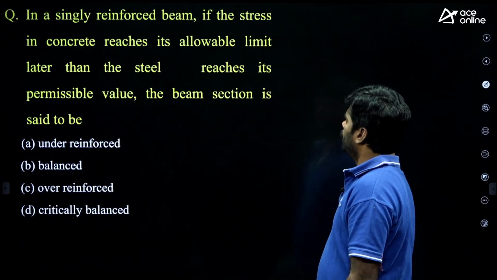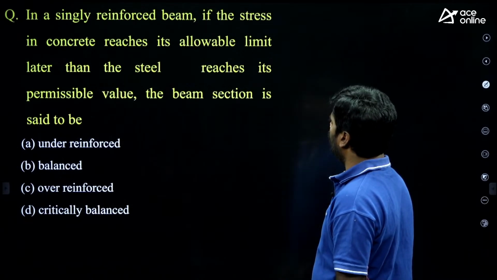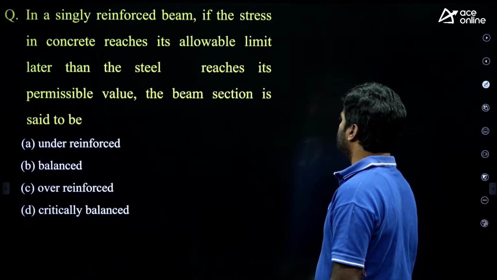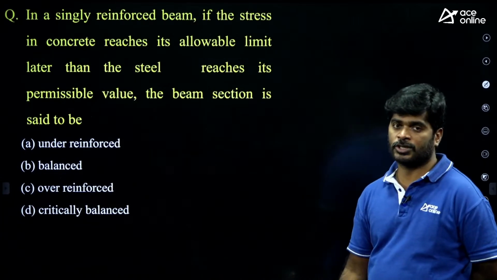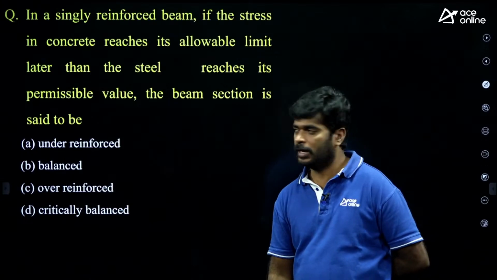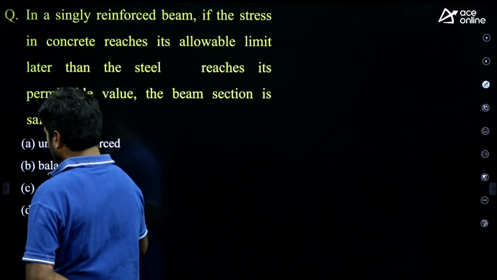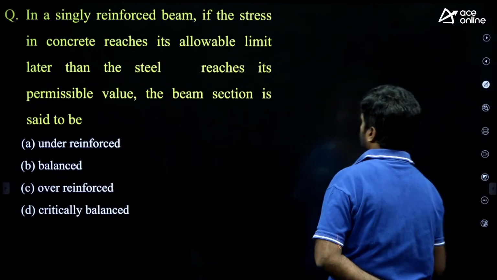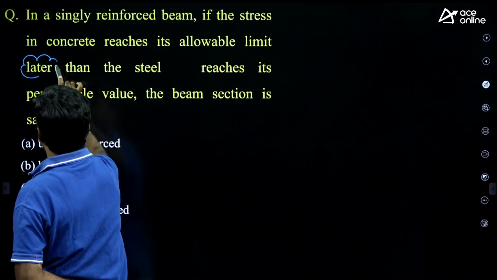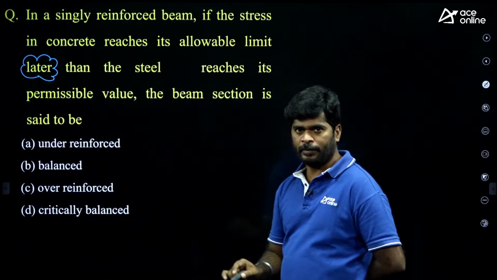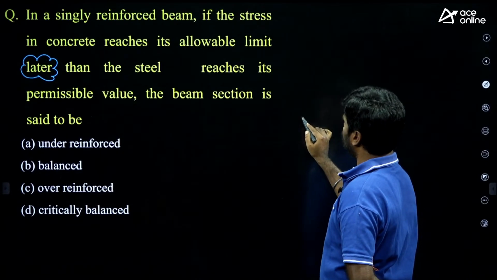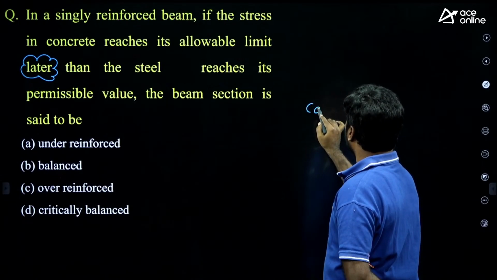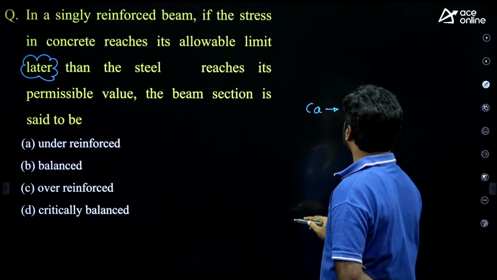In a singly reinforced beam, if the stress in concrete reaches its allowable limit later than the steel reaches its permissible value, the beam section is said to be. Good question. Most of the time we confuse this type of question. Right here they have used the word later. So easily we will confuse. Here, stress in concrete reached its allowable limit later. That means stress in concrete has not reached its permissible stress.